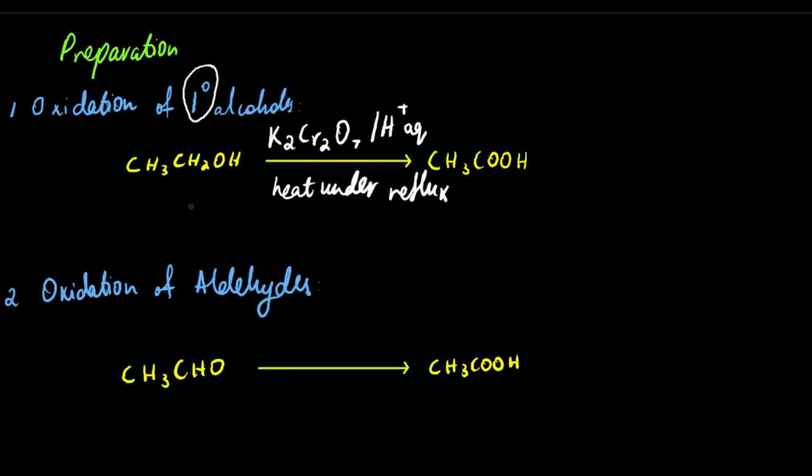Again, the conditions remain the same. We will be using acidified potassium dichromate and heat under reflux. These conditions are extremely important. You cannot forget them. Again, over here also, a 2 carbon aldehyde is changing into a 2 carbon carboxylic acid. So one thing to remember again is that the length of the carbon chain does not change.